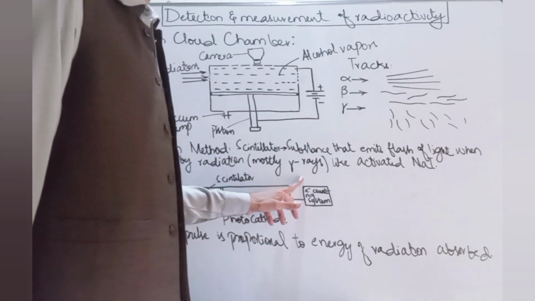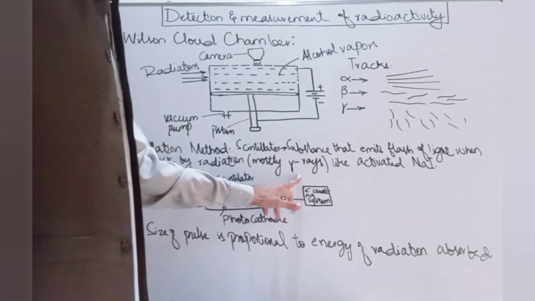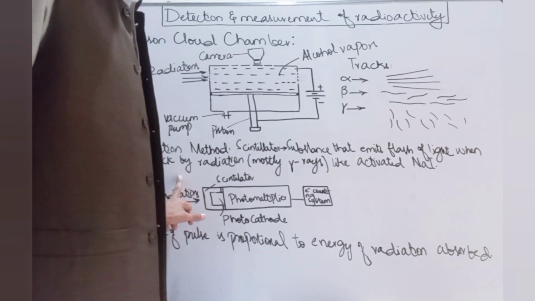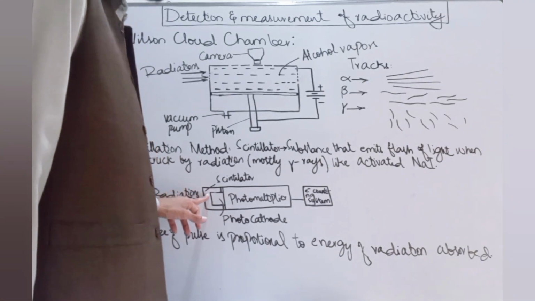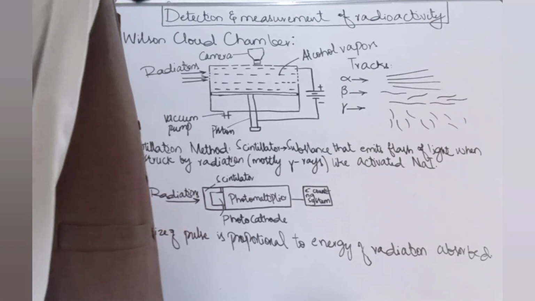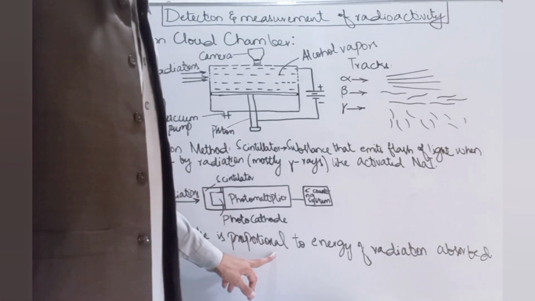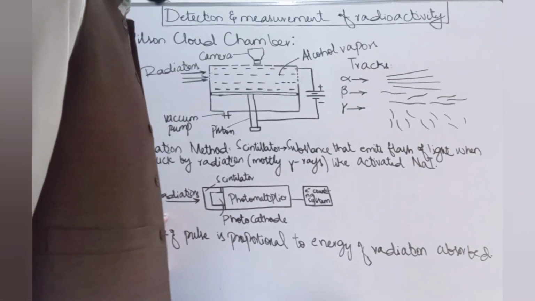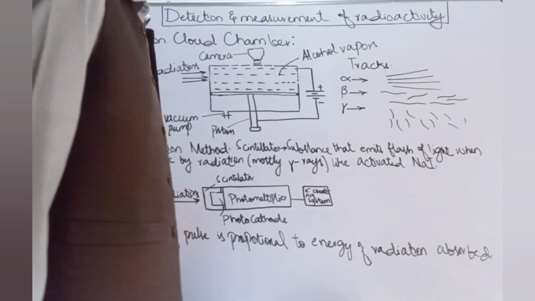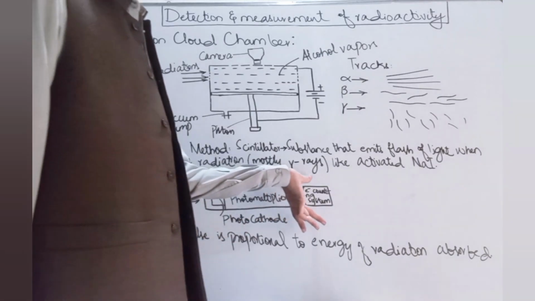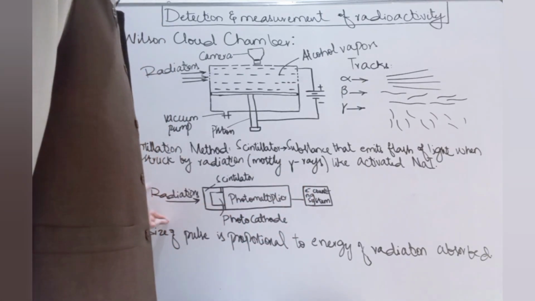But the pulses that are produced here at the electron counting system are proportional to the energy of the radiation that was absorbed by the scintillator. So the size of the pulse is proportional to the energy of the radiation absorbed. This is one of the best advantages of the photomultiplier tube and scintillation counter, that the size of the pulse is proportional to the energy of the radiation used.